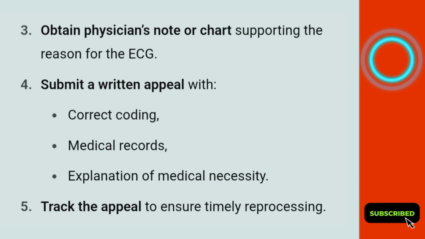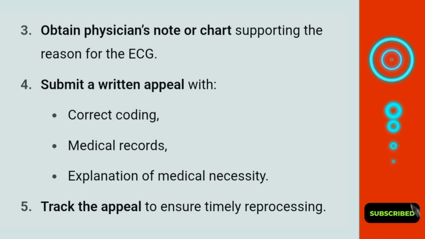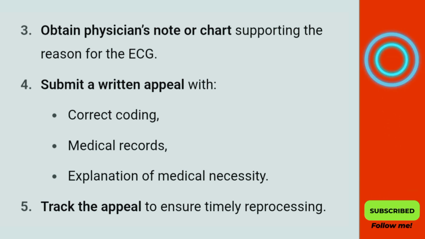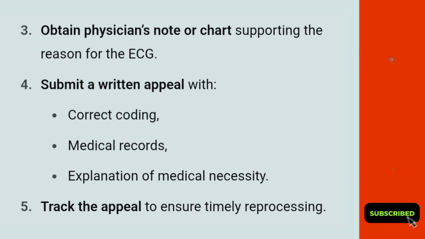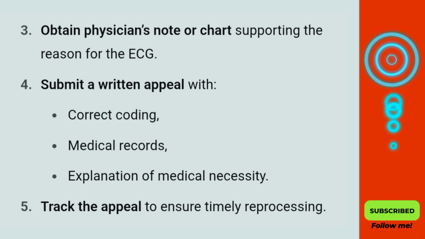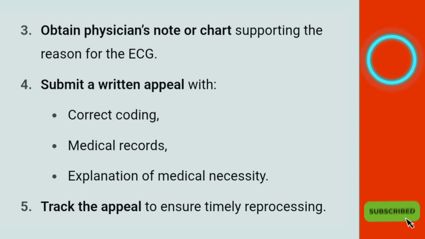Number three, obtain the physician's note or chart supporting the reason for the ECG. You have to review the documents. You have to attach the documents along with the appeal, which identify why the medical necessity was important to provide that service. The fourth one is to submit a written appeal with correct coding, medical records, and explanation of medical necessity. And number five is to track the appeal to ensure timely reprocessing. You have to check that the appeal has been filed or not.